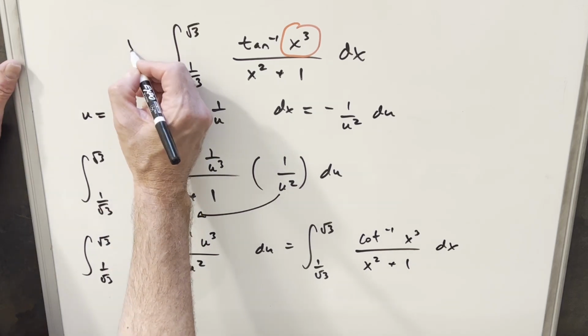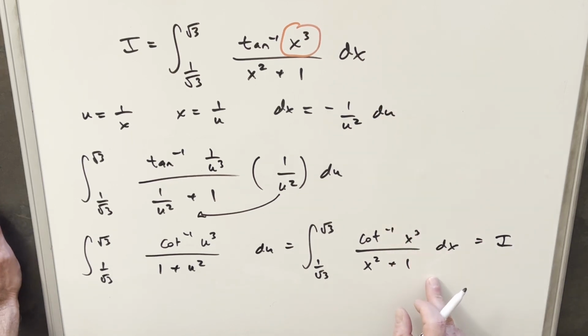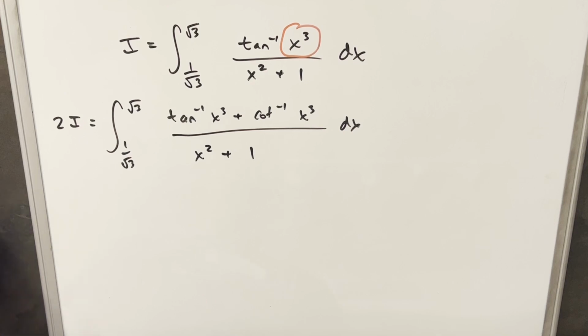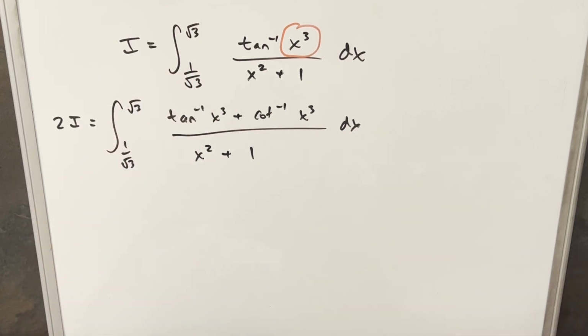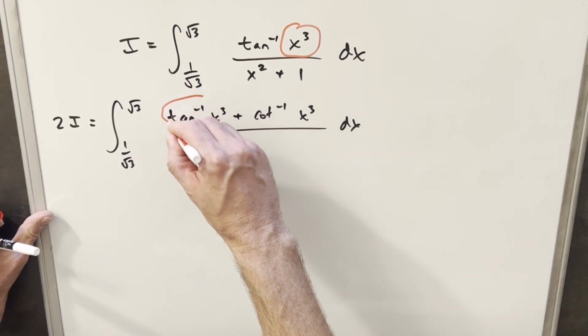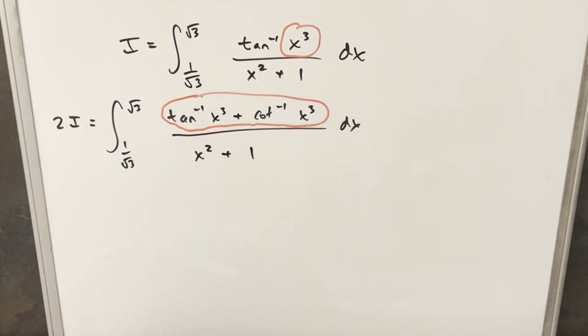Then from here, let's just call our original integral I, and we'll call this integral I as well. We'll add these two integrals together because we're in the same variable, we have the same denominator, the same bounds. Now adding this together, you may think this integral looks worse than what we started with. Well, the thing to notice really is this numerator that's very interesting, that we're adding inverse tangent to inverse cotangent, and we do have a formula for that.